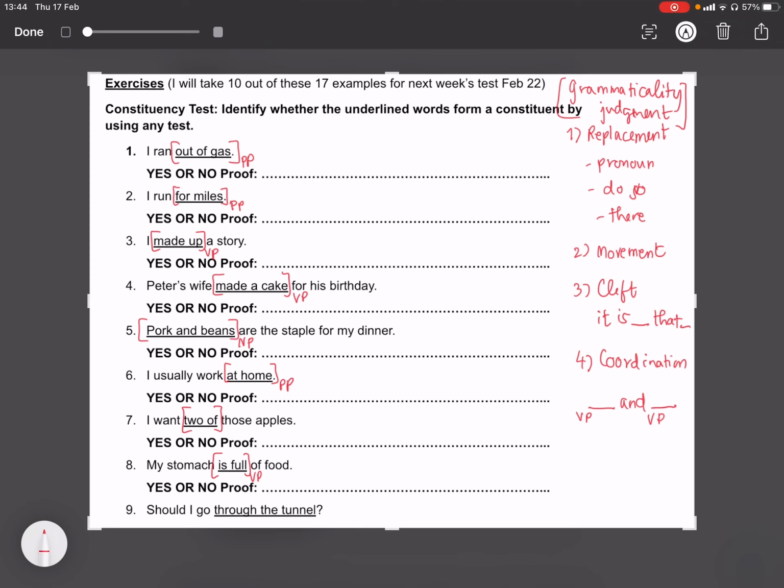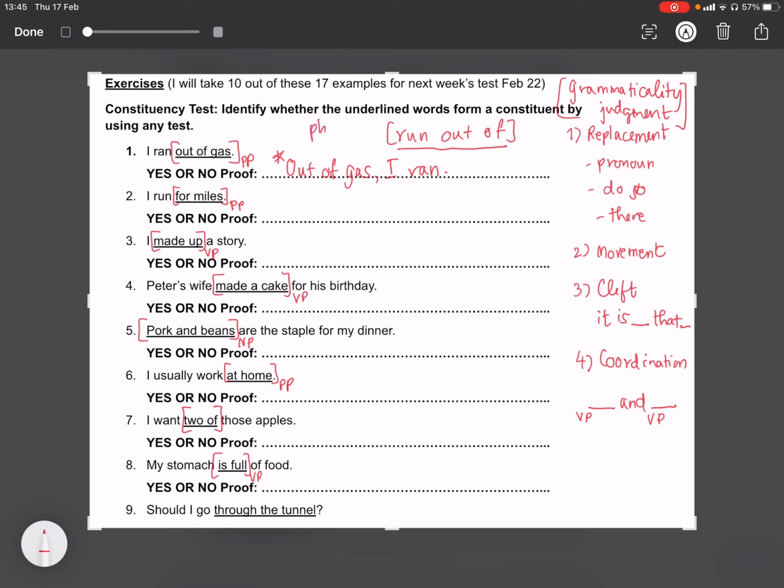So let's go through these examples. The first one: I ran out of gas. If you move it in front, out of gas, I ran. Is it weird? You have to go ask a native speaker, because if you're not a native speaker, you will never know whether this is correct or acceptable or not. The answer is no, it's not correct, because run out of has to be together. It's a phrasal verb, okay? Run out of is like I'm out of something. I don't have something. They have to come together.